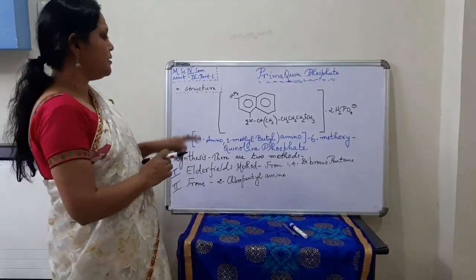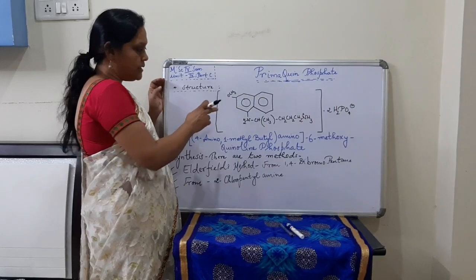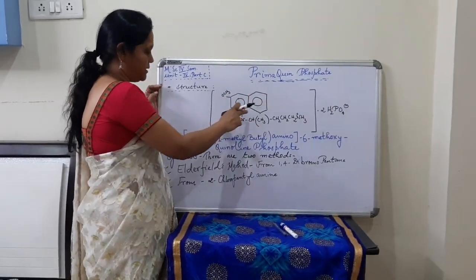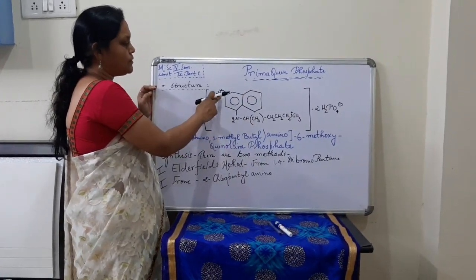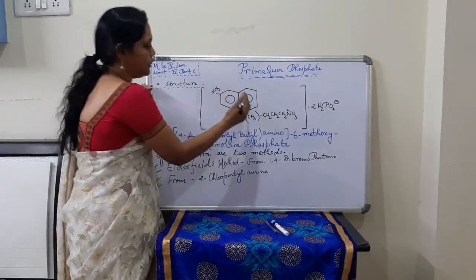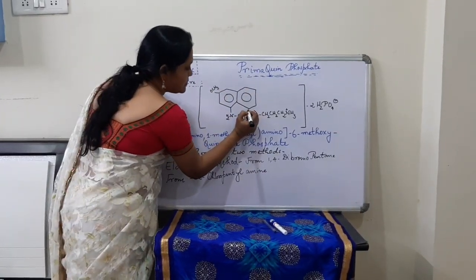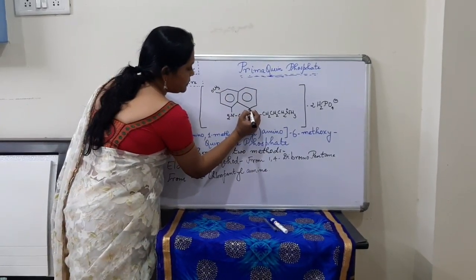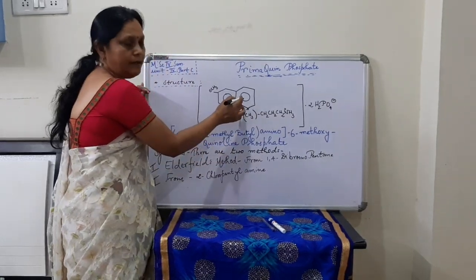So in this drug also, let us see what is the nucleus. Again you can see the nucleus is of 8-amino 6-methoxyquinoline. This has got a benzene ring and a pyridine ring.